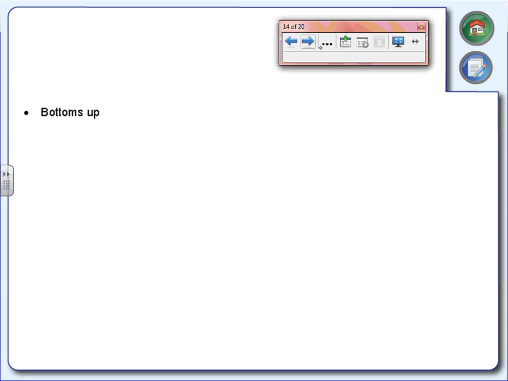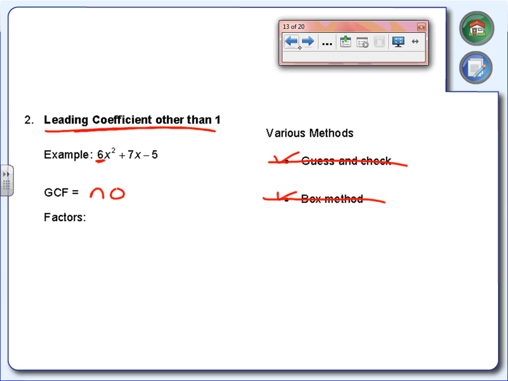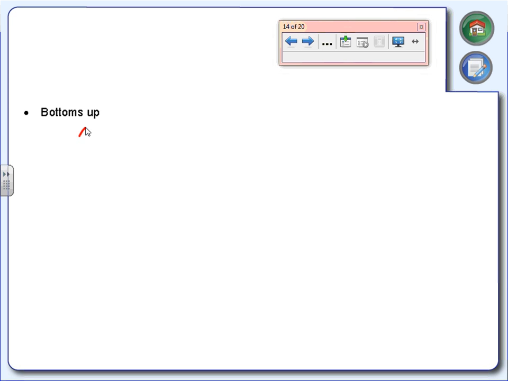Okay. So what was the problem? I already forgot it. 6x squared plus 7x minus 5. This is the trinomial we're working. That's what I want to factor. We've already established there is no GCF, no greatest common factor. So there's a couple of steps involved.